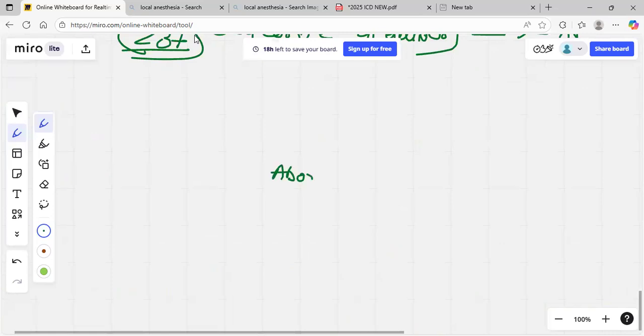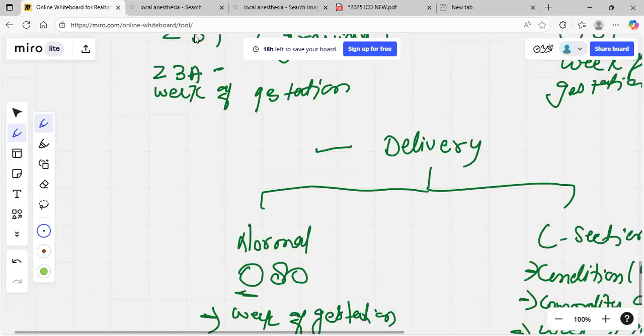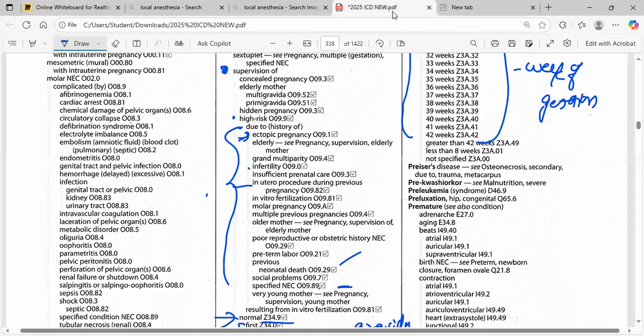And one more thing, any condition occurring during delivery. For that, you have to refer to delivery in the index. So if you want to find a code for a complication occurring during delivery, you have to refer to delivery in the index. And if there is any condition occurring during the abortion, in that case, you have to refer to abortion in the index. So I'm going to pull up the abortion.